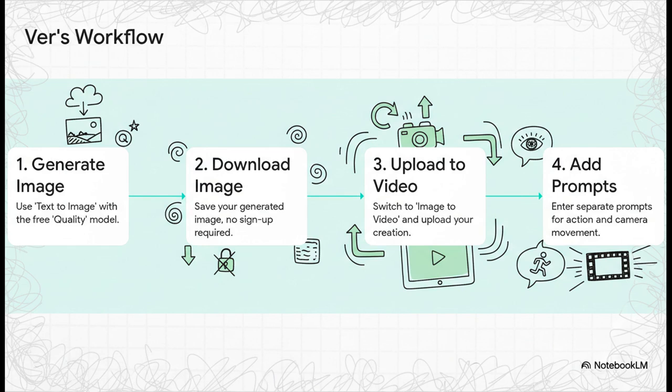You start by making a still image with their text-to-image tool. And this is crucial. You have to pick the quality model to keep it free. Once you've got an image you like, you just download it. No sign up, no email, nothing, which is awesome. Then you pop over to the image to video side, upload your picture, and then you give it two separate prompts. One for what's happening, and another for how the camera should move.